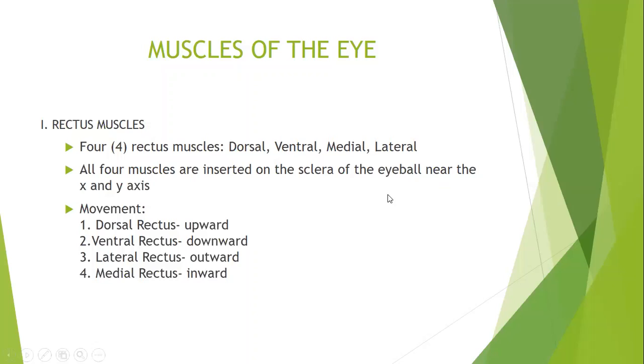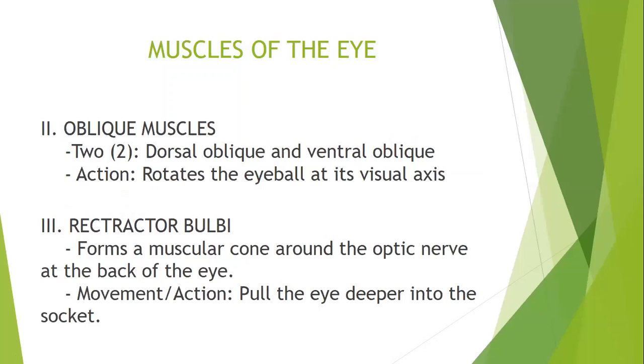All four muscles are inserted on the sclera of the eyeball near the X and Y axis. Their movements are: dorsal, upward; ventral, downward; lateral, outward; and the medial rectus is for the inward movement of the eyeball. They also have oblique muscles, which rotate the eye at its visual axis. The last one is the retractor bulbi, which forms a muscular cone around the optic nerve at the back of the eye and pulls the eye deeper into the socket.